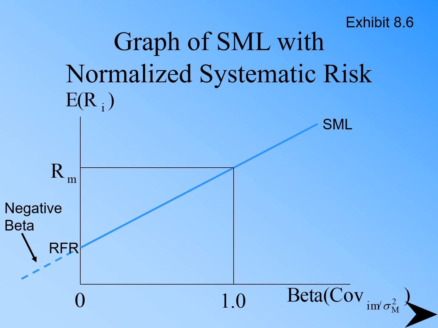Secondly, you can see that the beta of the market portfolio is 1, and if the beta increases or decreases, the expected return on the individual security also increases or decreases accordingly. So we will get a straight line, and that line is known as the security market line.